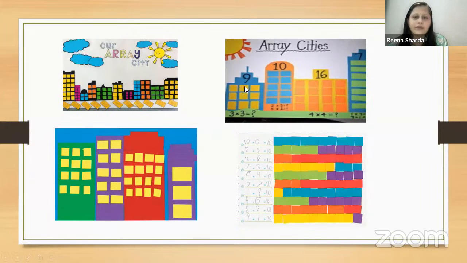Like here, this building in the array city has 9 windows. So 3 this side, 3 in the row and 3 in the column. So 3 into 3 is 9. In this building, they have 10 windows in total. So 2 this side and 5 this side. So 2 5s is 10 and 5 2s is also 10. So we can teach them that when the factors are interchanged, the result never changes in multiplication. So we can teach them multiplication through the array city method, or we can ask them to make arrays of different kinds.